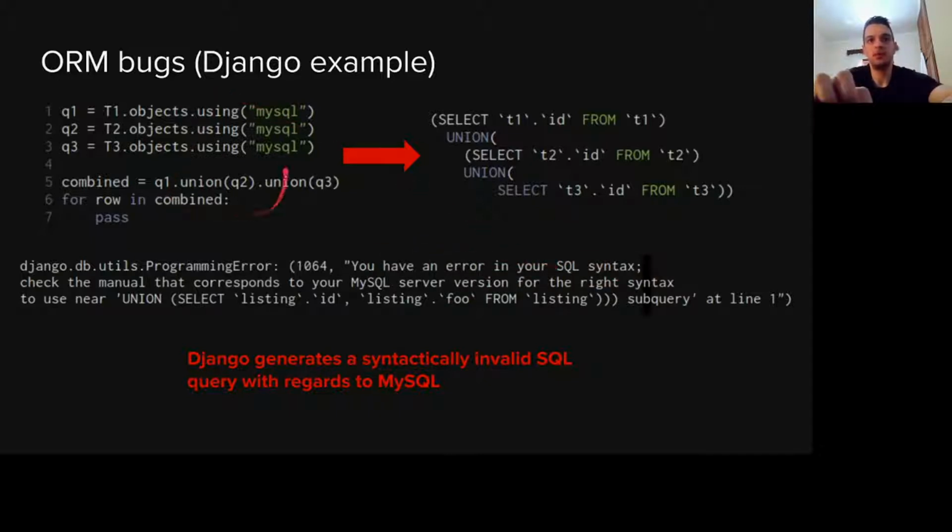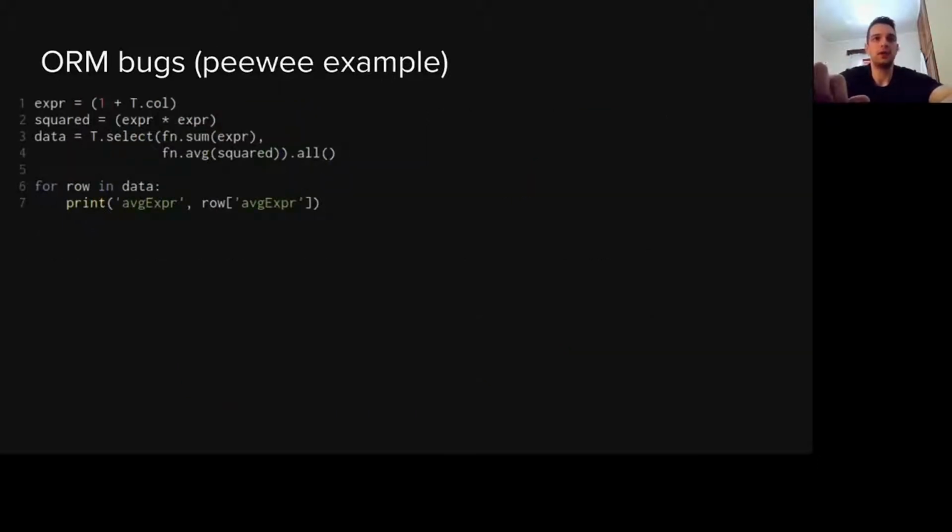Interestingly, if we run the same code and the same SQL query on top of a different database engine, the code runs fine. So this means that some ORM bugs are triggered only when the code is run on top of specific database systems. Here is another bug found in the Peewee ORM, a widely used ORM for Python. Here we have a query where we apply two aggregate functions. We apply the function sum on an expression and we also apply the function avg on the square of this expression. That's the query generated by Peewee.